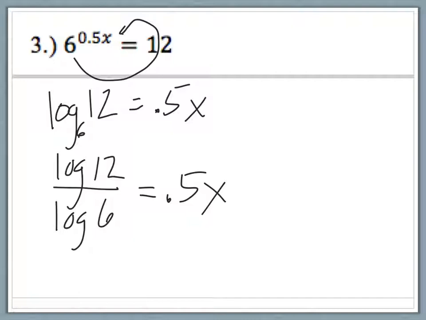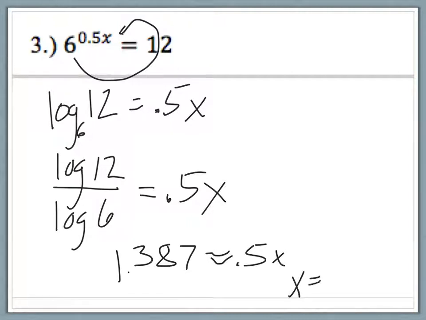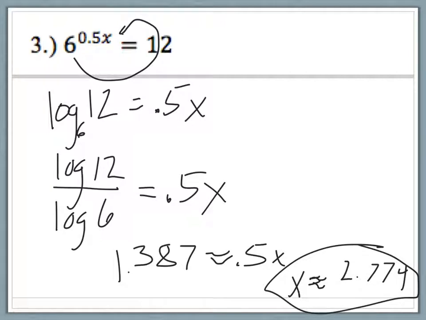Now let's divide that: log of 12 divided by log of 6. We get about 1.387, equals 0.5x. Now I'm going to divide by 0.5, so x equals roughly 2.774. I'm going to go 3 decimals on this, so that's my final answer.